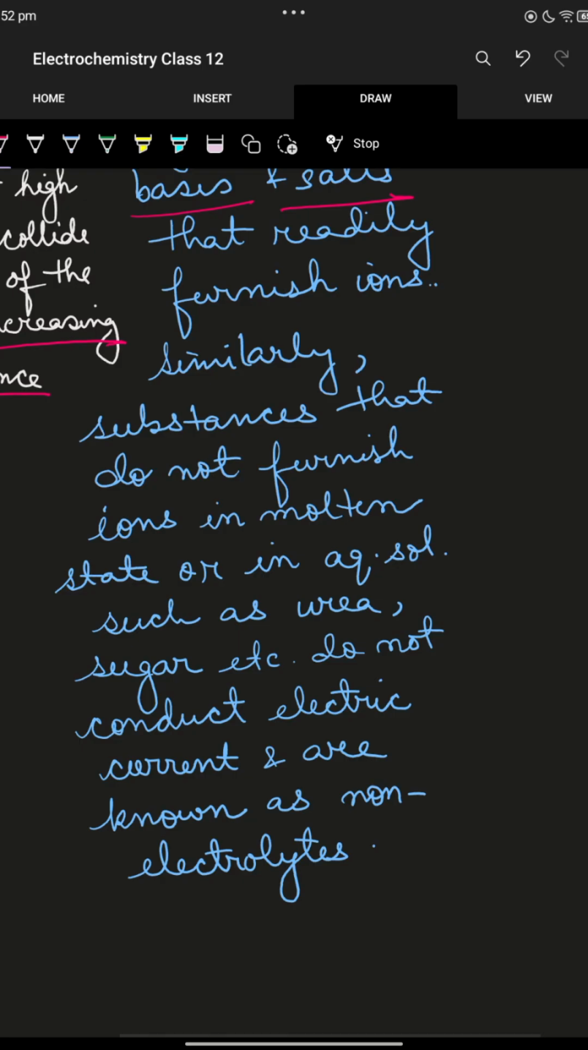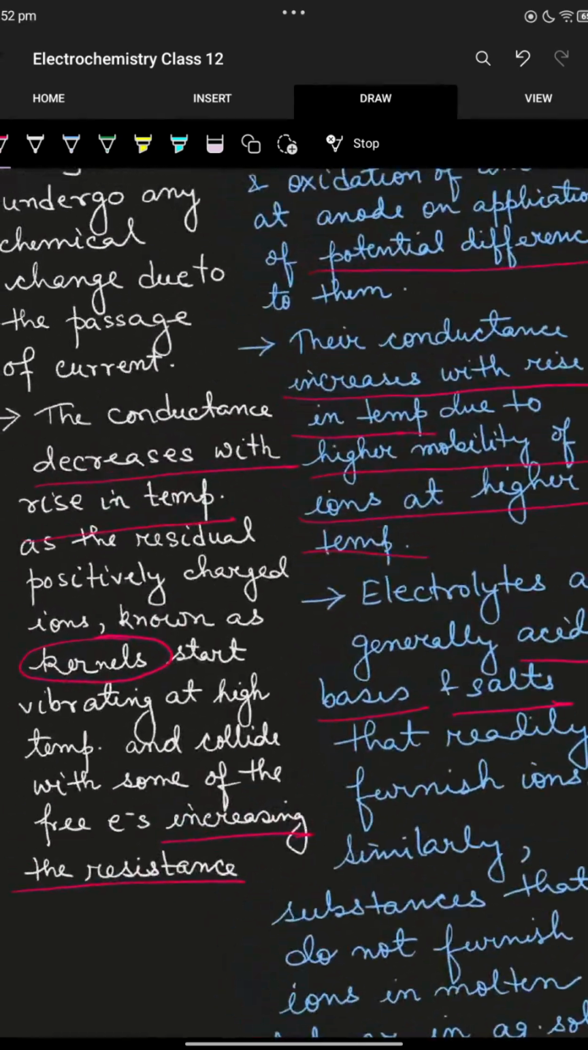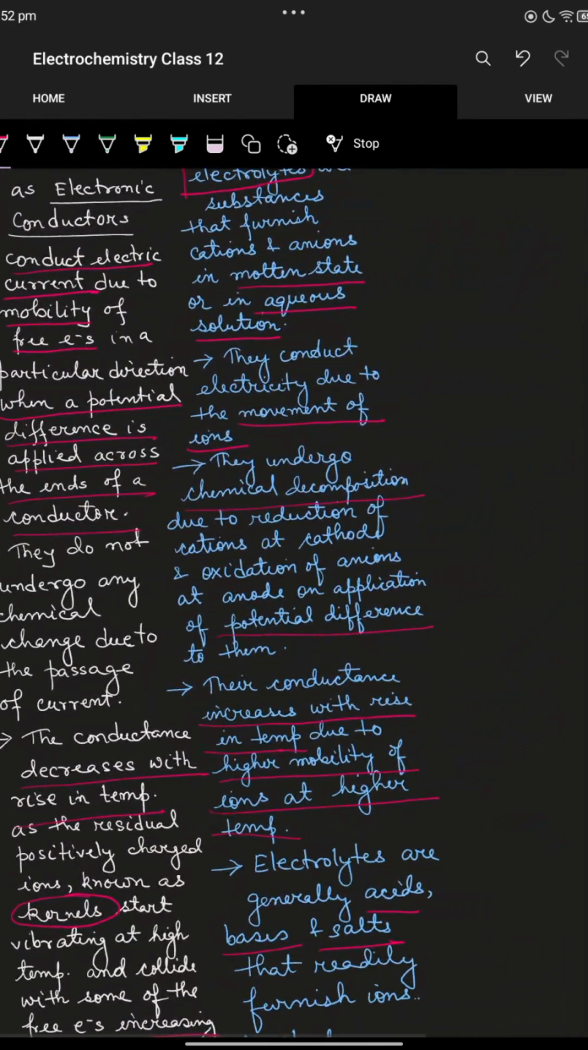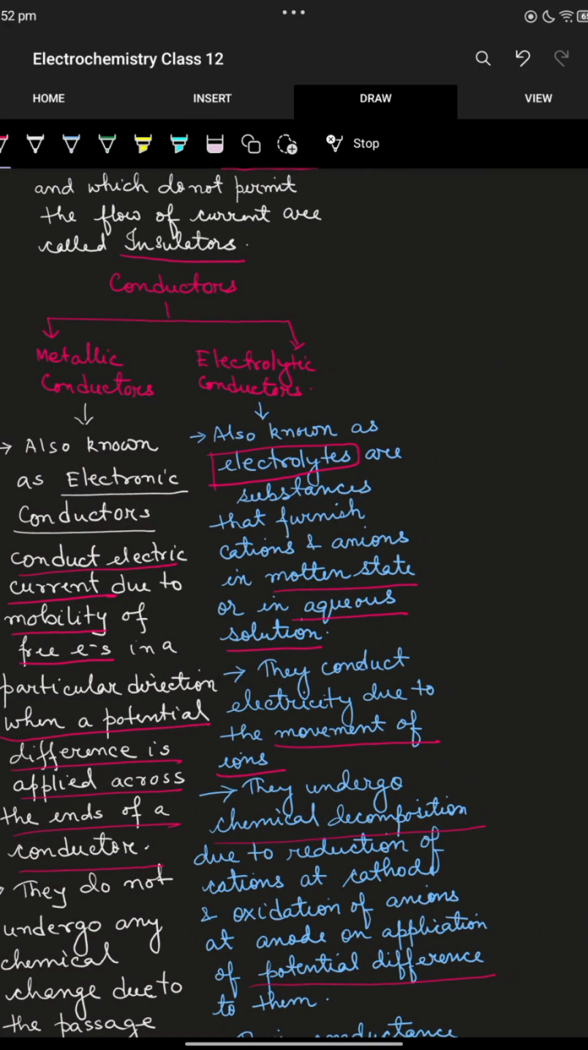Now, similarly, substances that do not furnish ions, what are they? They are the non-electrolytes. They can be sugar, urea, and they will not be able to conduct electric current. So this is the topic that shows the difference between types of conductor: metallic conductor and electrolytic conductor.